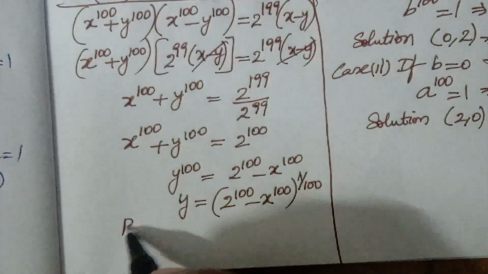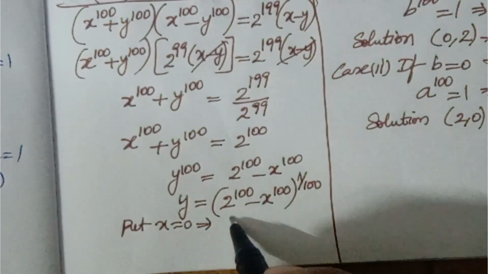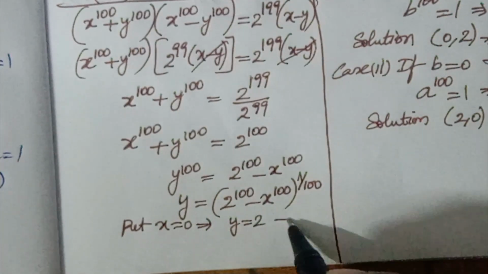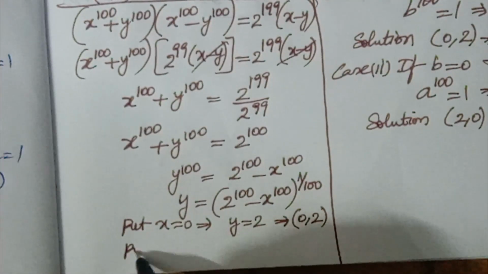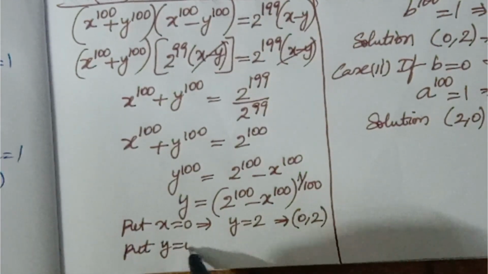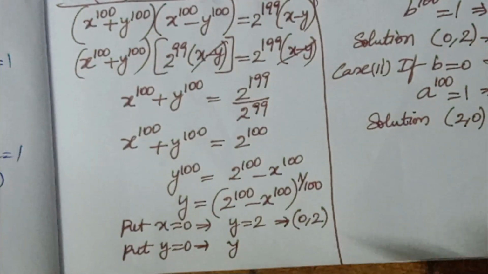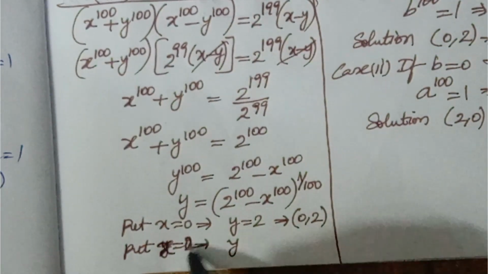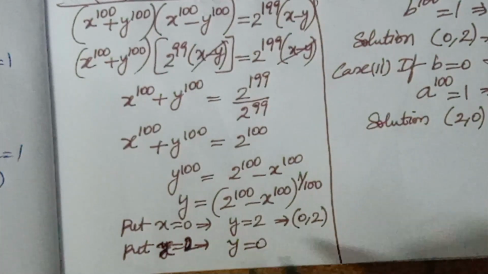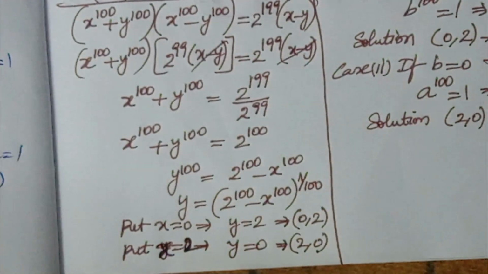Okay. Now put x equal to 0. So y value will get 2. So the ordered pair is 0, 2. Put y is equal to 0. So put x is equal to 2. x is equal to 2, y is equal to 0. The ordered pair is 2, 0.